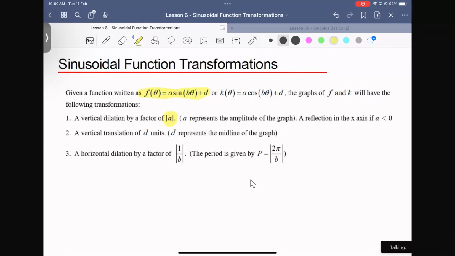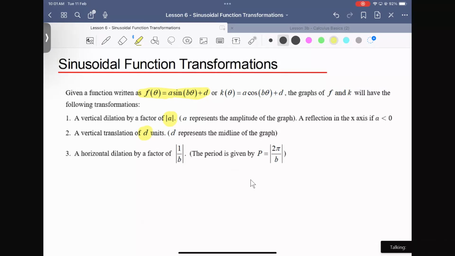Easiest one typically to find is D. D is our midline, so y equals the midline, y equals D. This is the vertical additive translation. If we have an additive transformation vertically, we're going to be going up and down by D points.